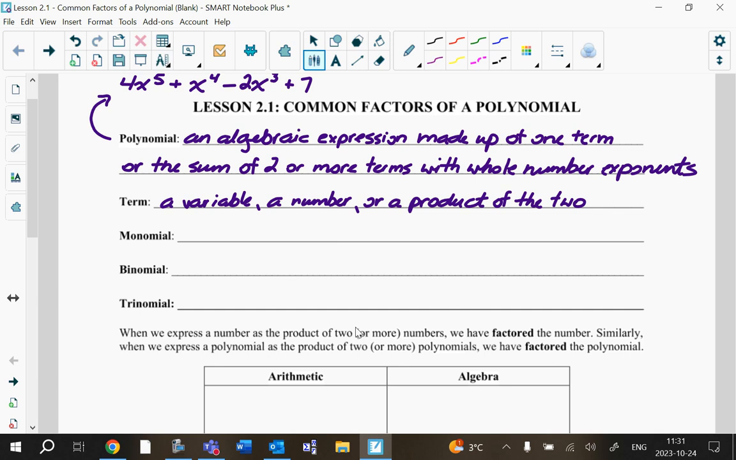The exponents have to be whole numbers. If you saw fractions here, remember we took fraction exponents, not a polynomial. We don't do work with it. We don't factor with it. If it's negative, we don't do work with it. We don't factor with it.